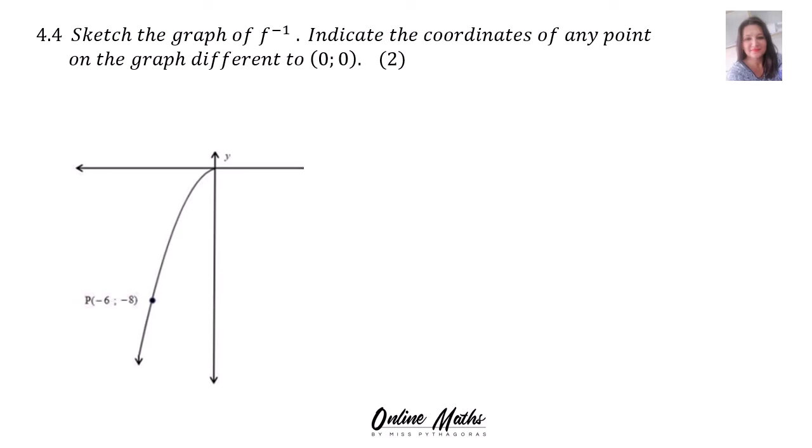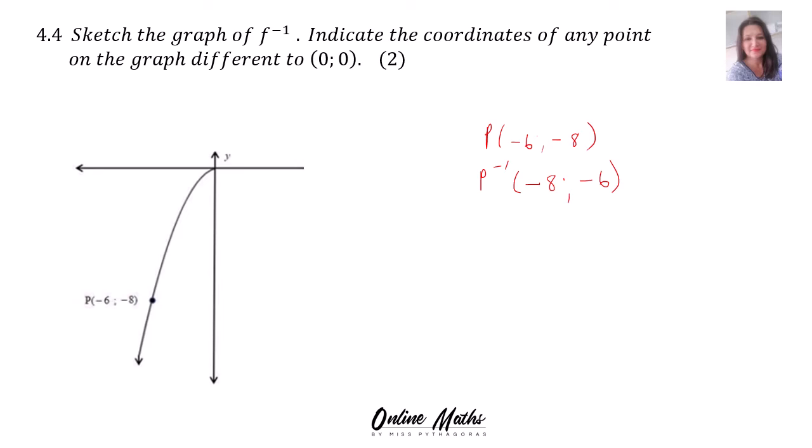4.4. Sketch the graph of the inverse. Indicate the coordinates of any point on the graph different to the point (0, 0). Now, what do we have? We only have this point (-6, -8). So let me write it here: -6 and -8. So the inverse's coordinates will be (-8, -6).